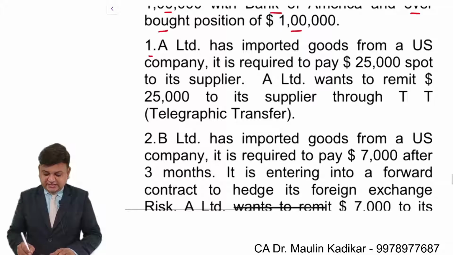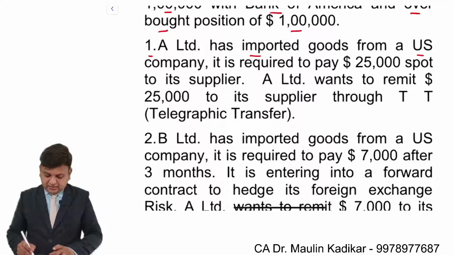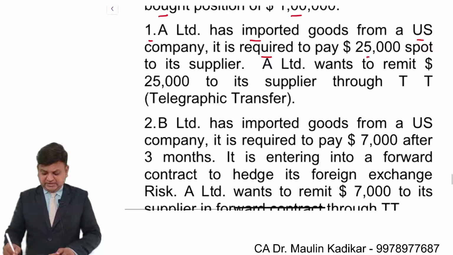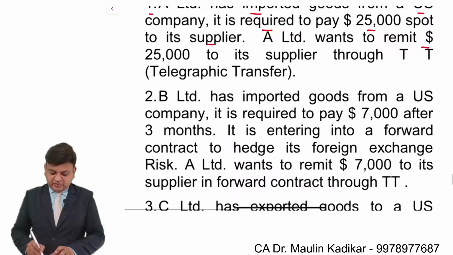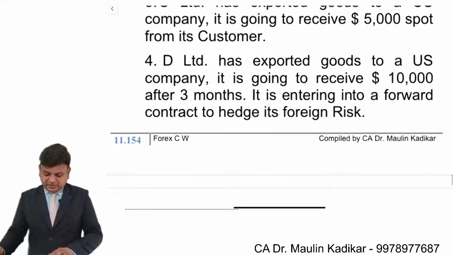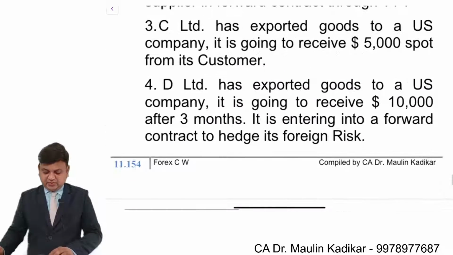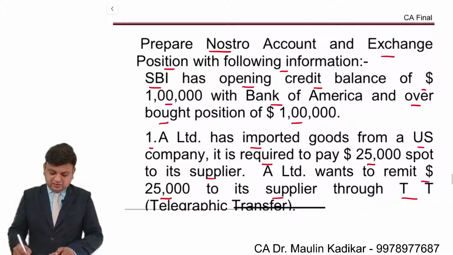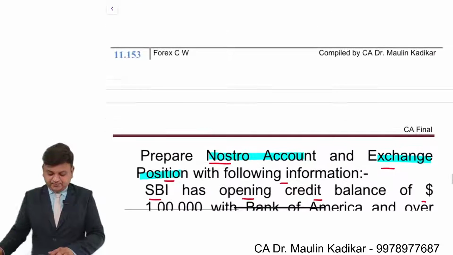First, A Limited has imported goods from United States, that is from a US company. It is required to pay $25,000 spot to its supplier. A Limited wants to remit $25,000 to its supplier through Telegraphic Transfer. And so on, information is provided to us. And the question says that you are required to prepare Nostro account and you are required to prepare the exchange position with this information.